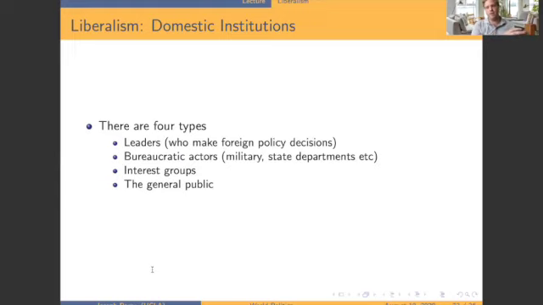Smaller groups are typically better organized. They have a smaller set of interests, and therefore are able to apply those interests more effectively and have more influence on foreign policy debate. So think about the NRA. The NRA is a perfect example of this. It has a very narrow set of interests, and even though it's a relatively small group, it has had a large impact on American politics.